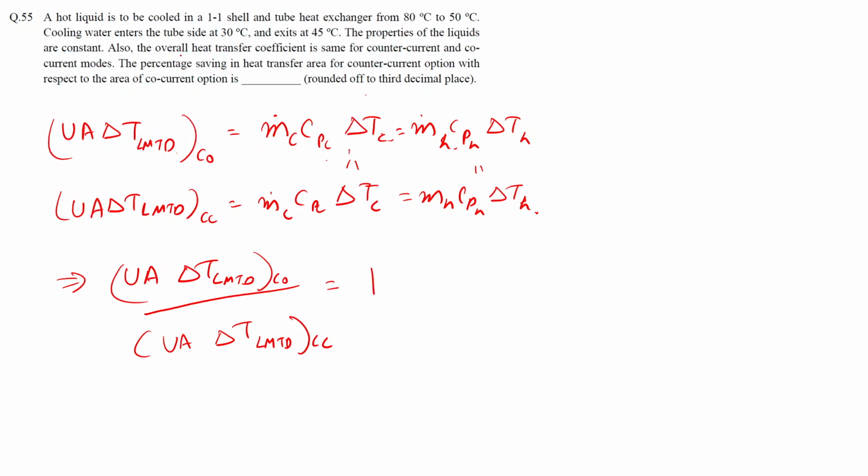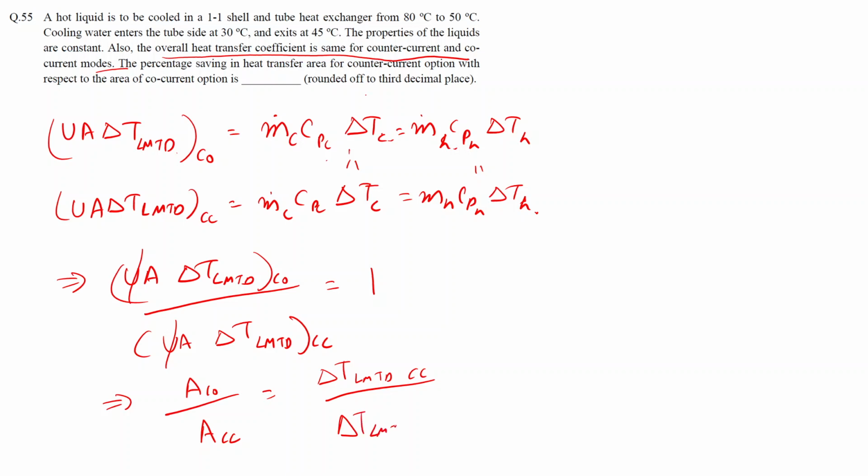And from the question, we have been given the overall heat transfer coefficient is same for counter current and co-current mode. So this U will also get cancelled. And let's just call the area for co-current flow as ACO, and area for counter current flow as ACC. So this will be equal to delta T LMTD for counter current flow upon LMTD for co-current flow.